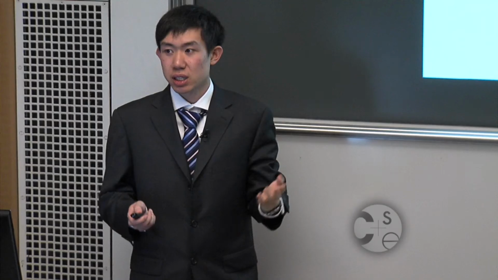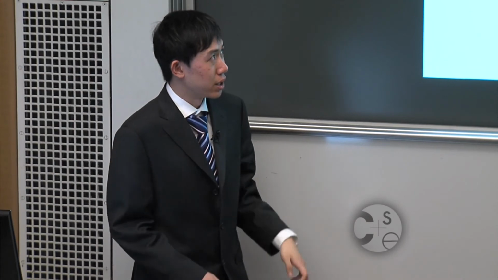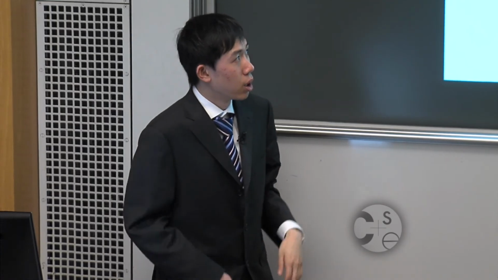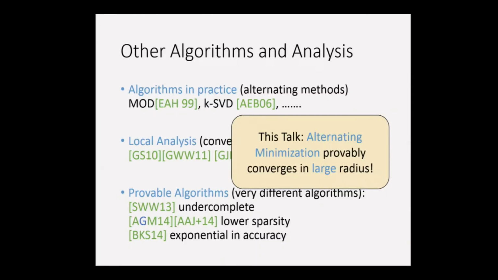So the results that I'm going to talk about in this talk can be viewed as a way to combine all these three lines of work. In this talk, we show the alternating minimization algorithm will provably converge to the global optimal solution in a very large radius. This radius is so large that it's very easy to get an initial solution that's within it. Once we get that initial solution, we can just do alternating minimization and make sure we converge to the global optimal.